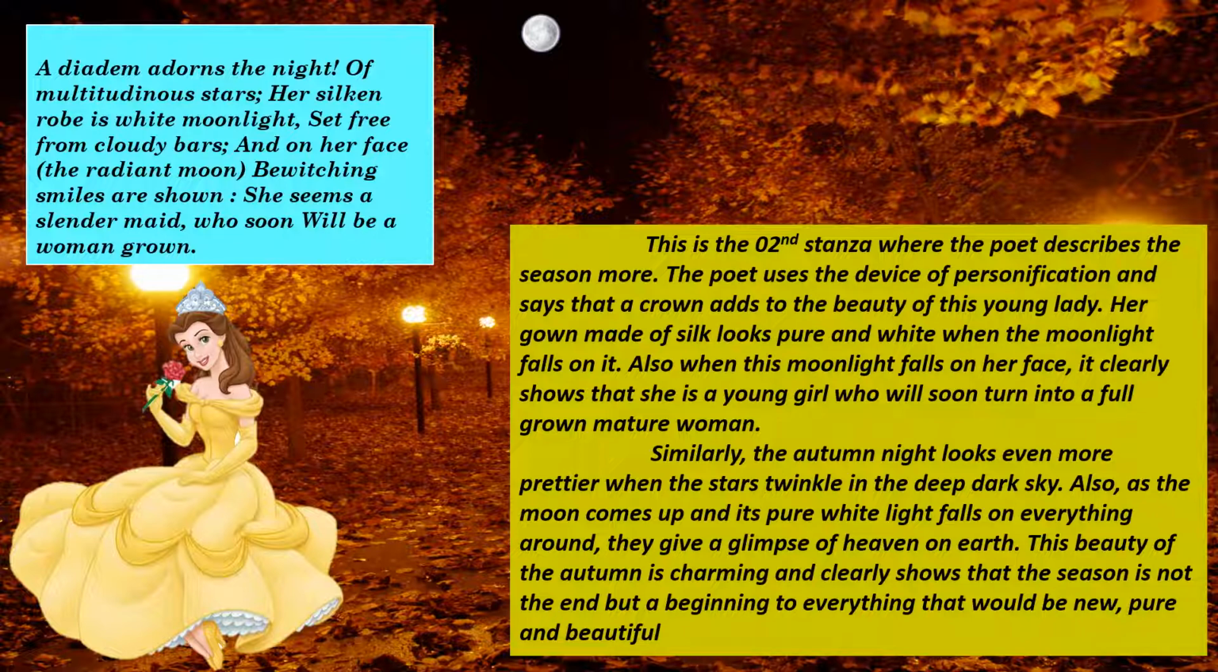The poet uses the device of personification and says that a crown adds to the beauty of this young girl. So the poet is telling us that this young girl is already beautiful. She's wearing a natural flower made outfit. She's wearing ornaments that are all made using natural things. And she's also wearing a crown, and this crown is the icing on the cake. It adds to the beauty of this young lady.